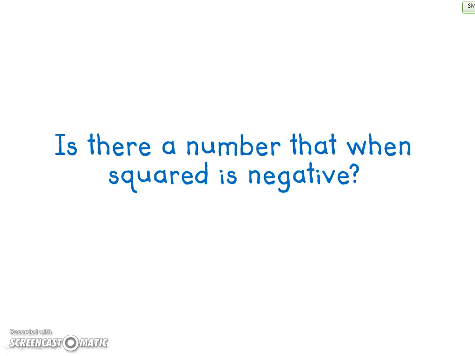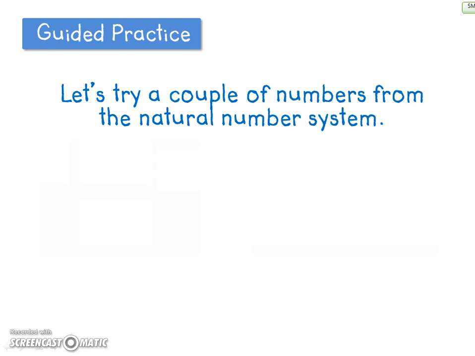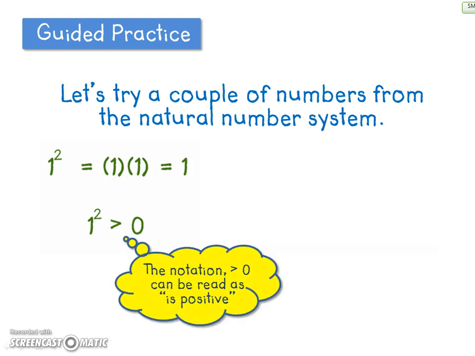So is there a number that when squared is negative? Let's try a couple of numbers from the natural number system. Let's take 1 squared, and we can separate it as 1 times 1, which we know is equal to 1. So we see that 1 squared is greater than 0, but instead of reading that as 1 squared is greater than 0, we can say 1 squared is positive. The notation greater than 0 can be read as is positive. Let's see another example, 6 squared. Again, 6 squared is equal to 6 times 6, which equals 36. So the same holds true, that when you square a positive number, we get a positive result.